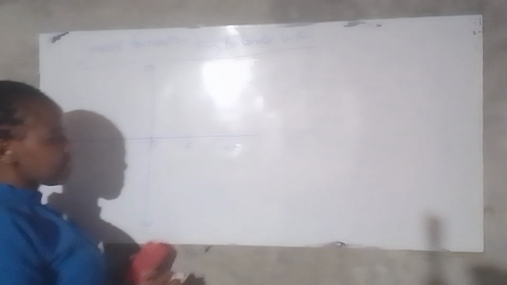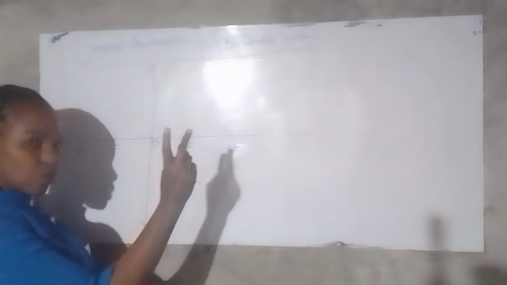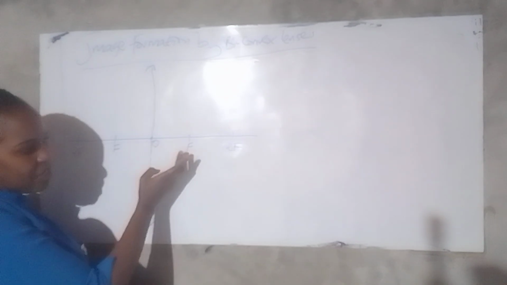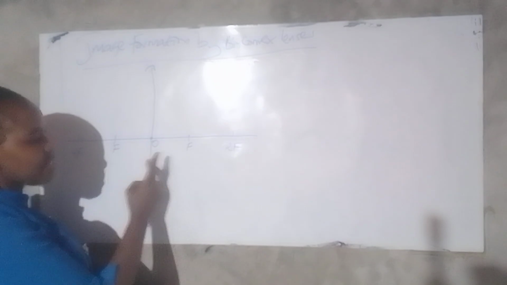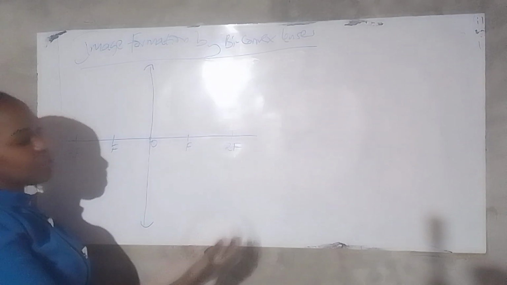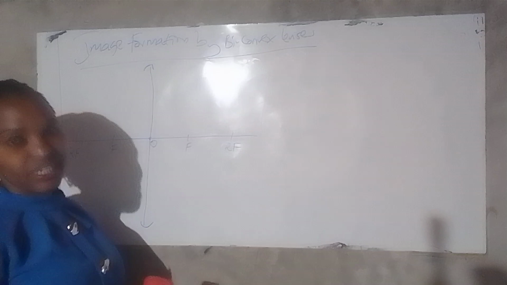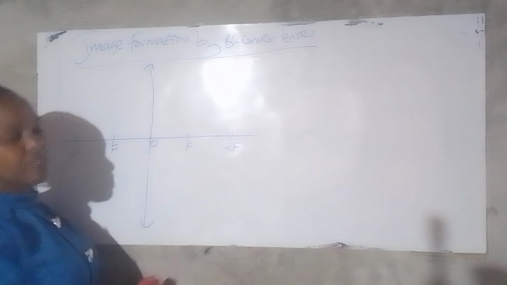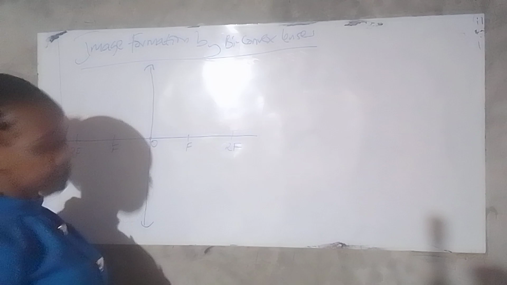Why? Because the distance from the optical center to the center of curvature is twice the distance from the optical center to the principal focus. So this distance here is twice this distance here. So instead of saying center of curvature C, I can as well say 2F on both sides. I hope you don't get confused when I put 2F instead of C. It is still the center of curvature.